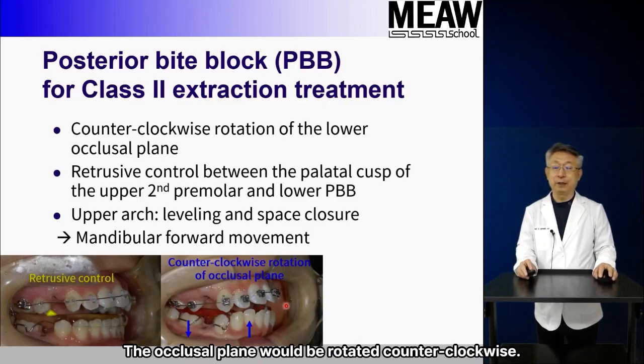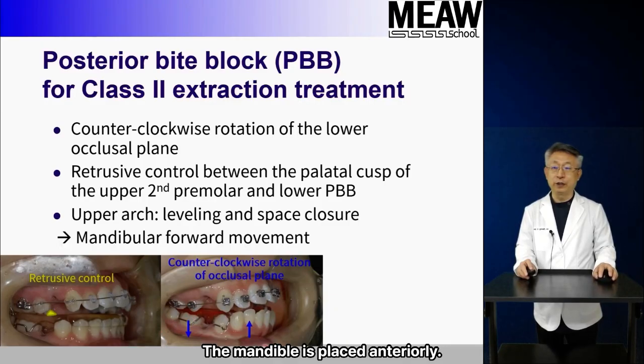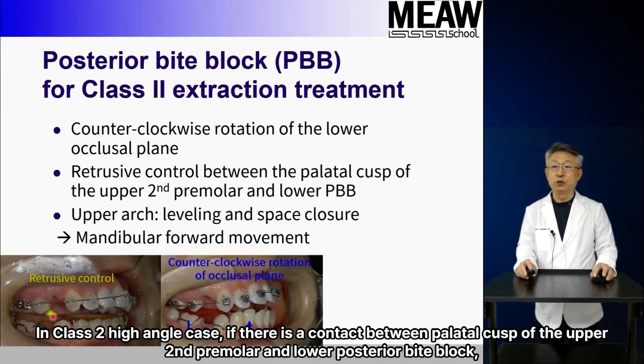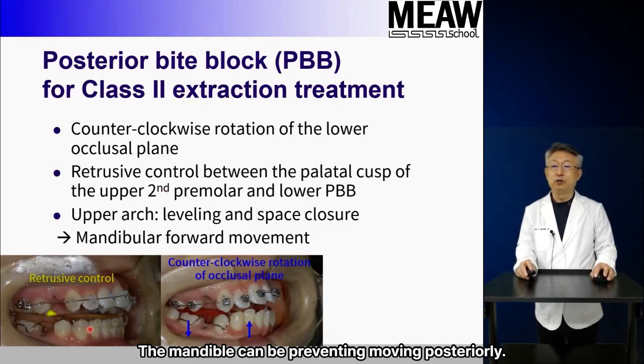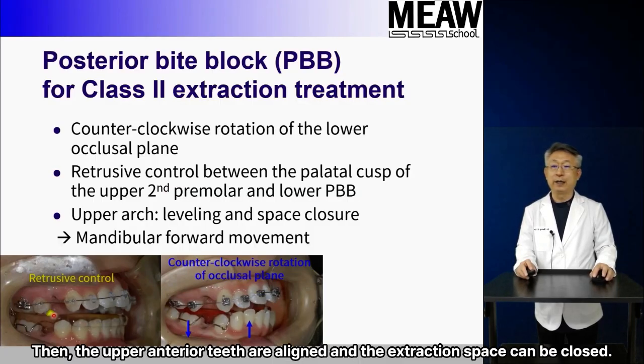The occlusal plane would be rotated counterclockwise. The mandible is placed anteriorly. In a Class 2 high-angle case, if there is a contact between the palatal cusp of the upper second premolar and the lower posterior bite block, it provides retrusive control. The mandible can be prevented from moving posteriorly. Then, the upper anterior teeth are aligned and the extraction space can be closed.